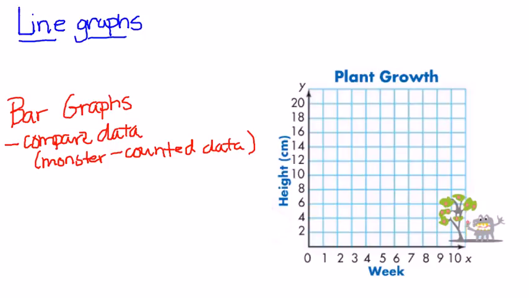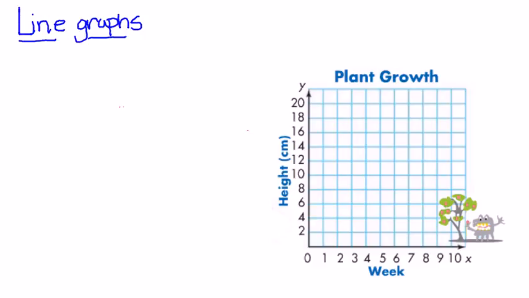Line graphs, though, are completely different. We use line graphs to show changes in one thing over time, and it is usually measured with some kind of tool, like a stopwatch or a clock or a ruler, or something that you can measure by, or a scale of some sort. So we would use line graphs to show a change.